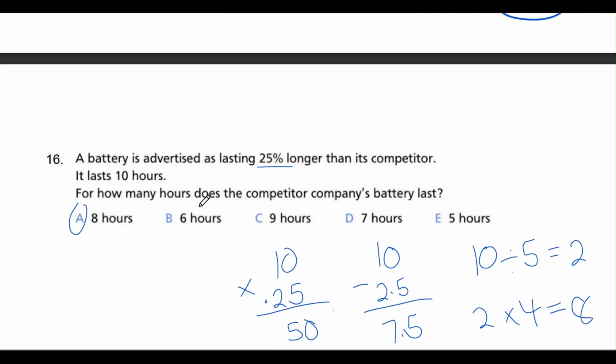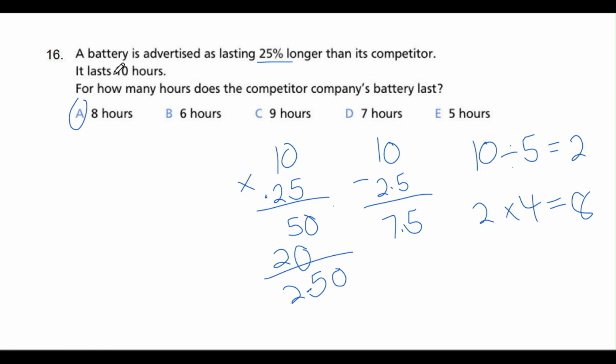Question 16. Last one? Question 16. A battery company says their battery lasts 25% longer than their competitors. Their battery lasts 10 hours. How long does the competitor's battery last? Our possible answers are A, 8 hours, B, 6 hours, C, 9 hours, D, 7 hours, and E, 5 hours. The correct answer here is A, 8 hours.